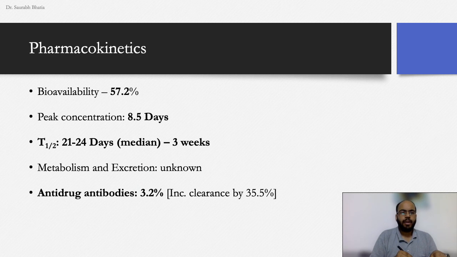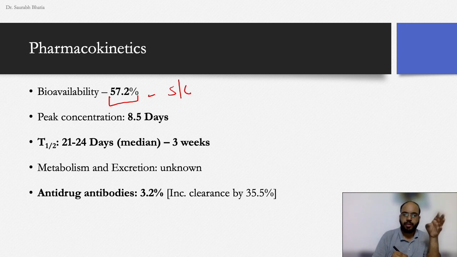Regarding the pharmacokinetics of ustekinumab, bioavailability is 57.2%, and this is through the subcutaneous route. Now remember that whenever a drug is given through the IV route, the bioavailability should theoretically be 100% because it's getting directly into the system. But these biologicals have been designed to be self-administered by the patient, so they have been converted to a subcutaneous route of administration, and that is why the bioavailability of all of these biologicals is significantly reduced.